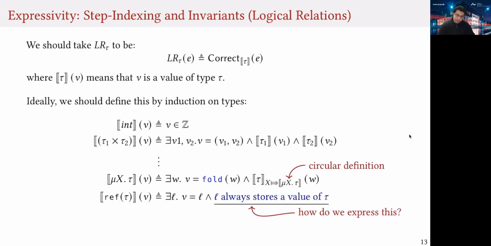Also for references, what is the value of a reference? The value of a reference should be a location that always stores a value of the correct type, right? Whenever we read it, we need to be sure that we read a value of the right type, and whenever we write to it, well, we have to guarantee that we write the value of the right type, right? But how do we express these things?